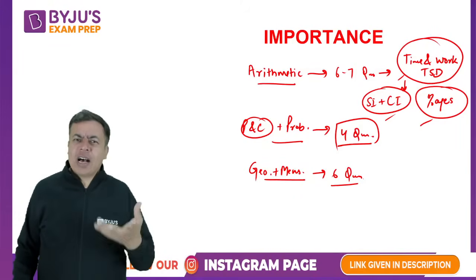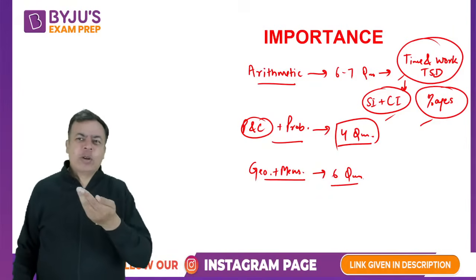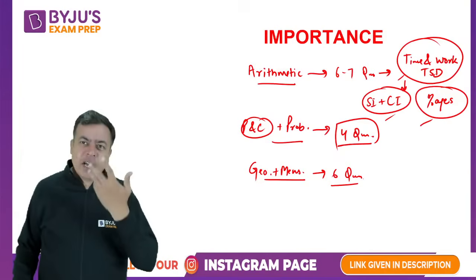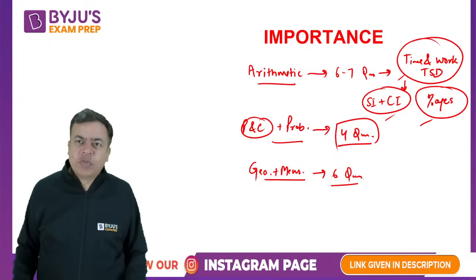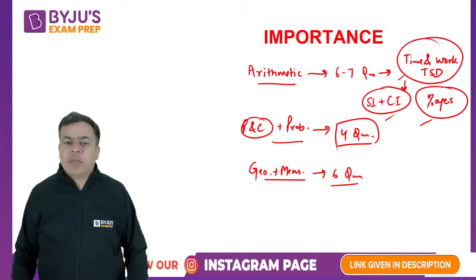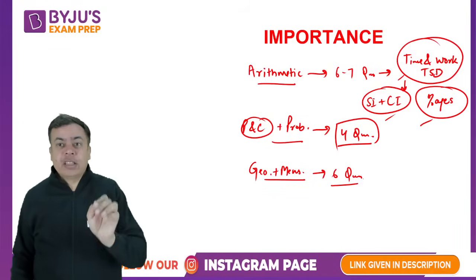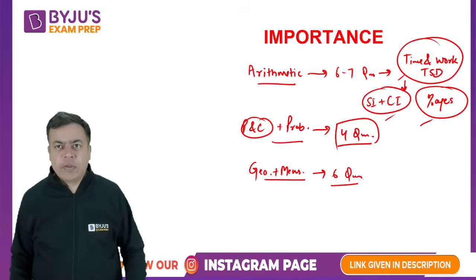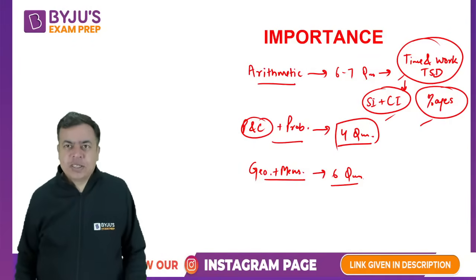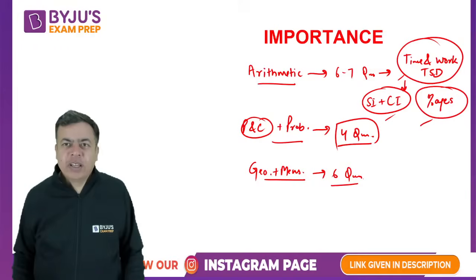They have asked 1 or 2 questions on simplification. They have asked a question on Venn diagram, set theory, and also on algebra. But the major weightage is on arithmetic, geometry, and PNC probability. These are the most important topics you can say.